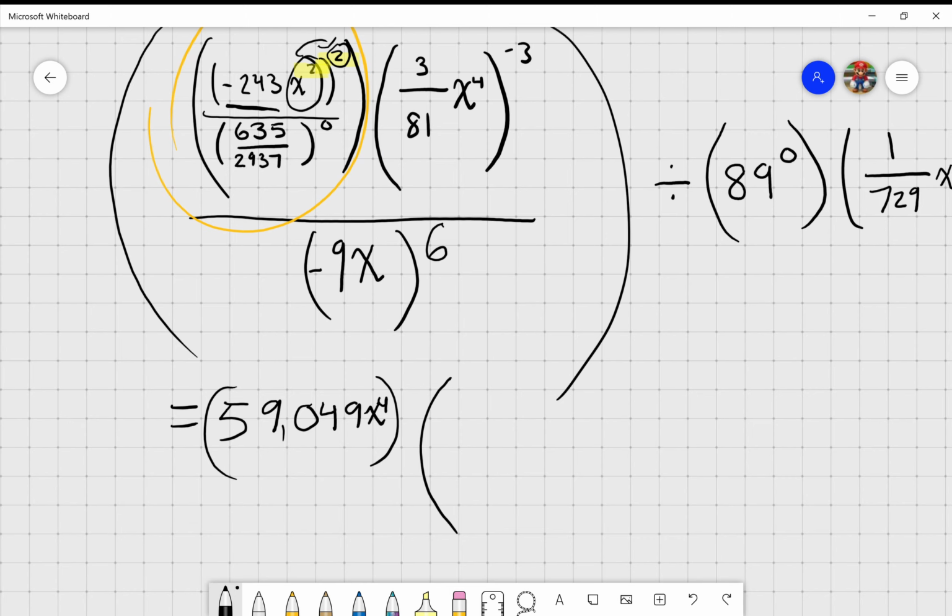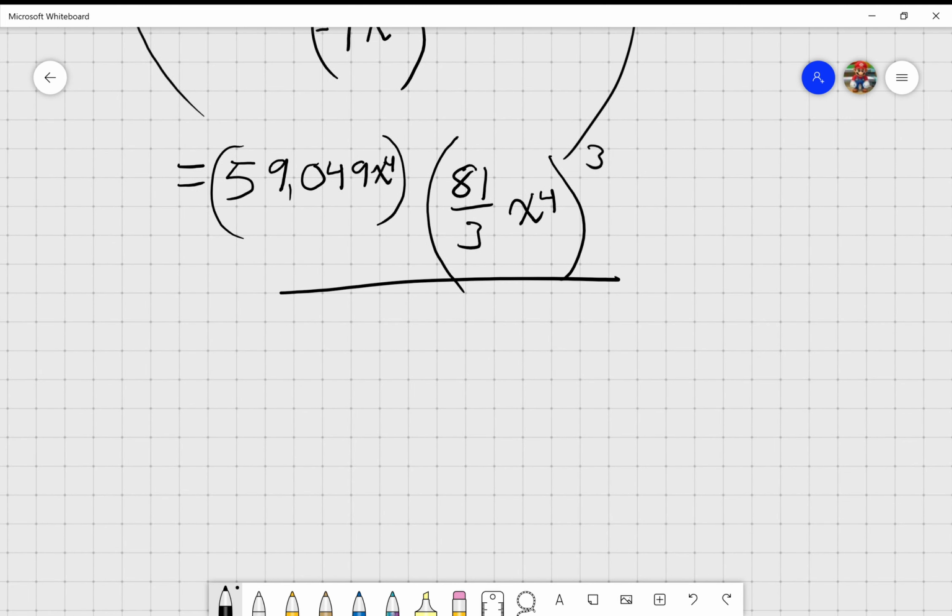In this bracket, there is 3 over 81, x to the power of 4, that is being raised to the power of negative 3. A negative exponent basically means that you reciprocate your number. In this case, we are reciprocating 81 and 3. x to the power of 4 stays the same, and we are left with 3. We then can solve what is on the bottom.